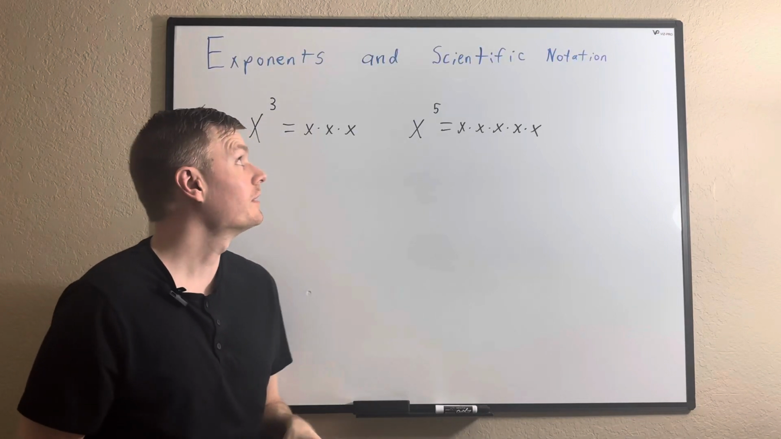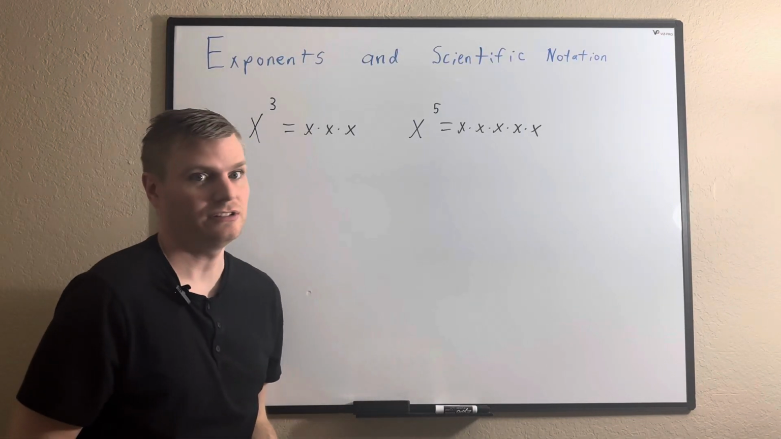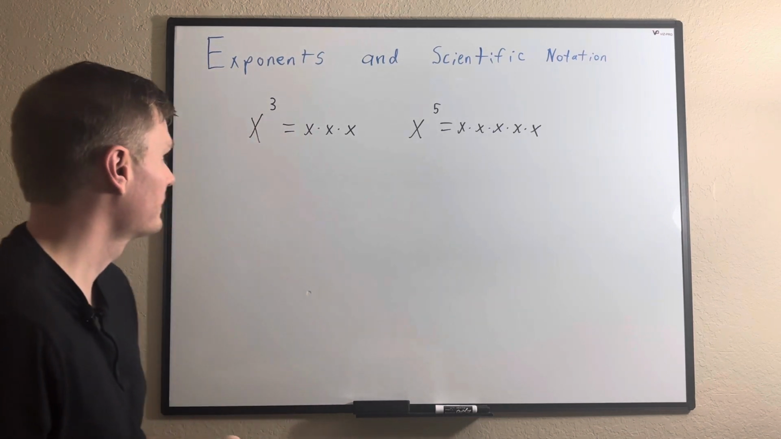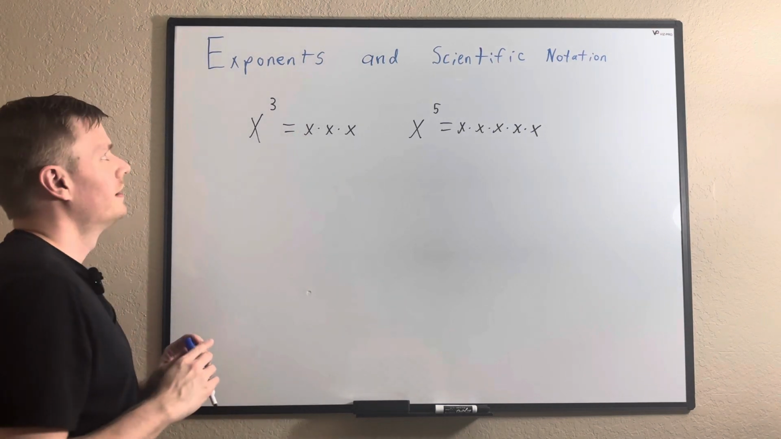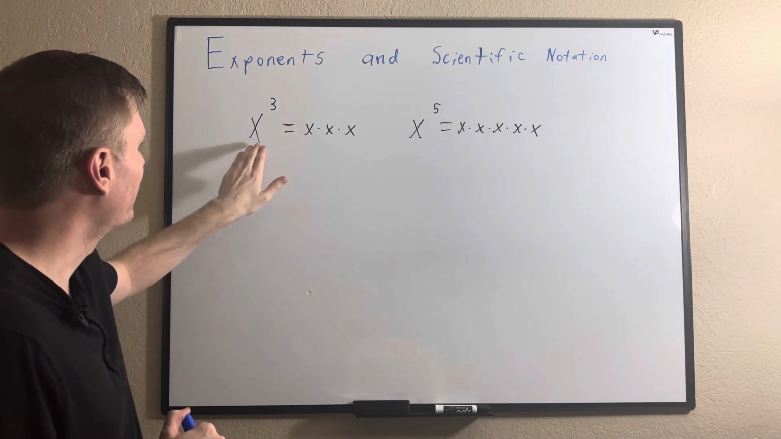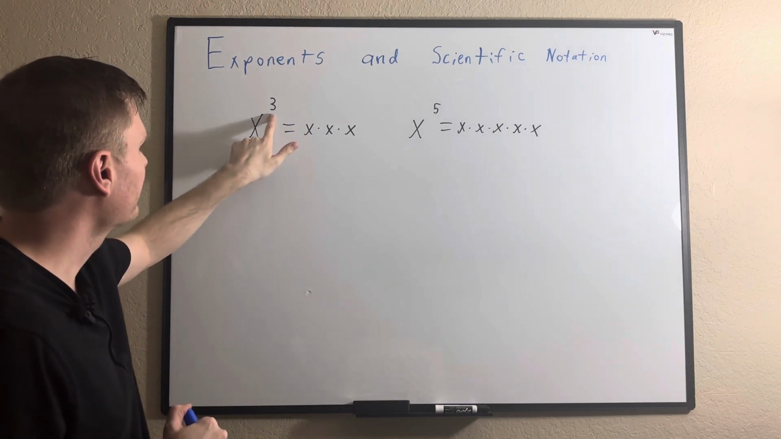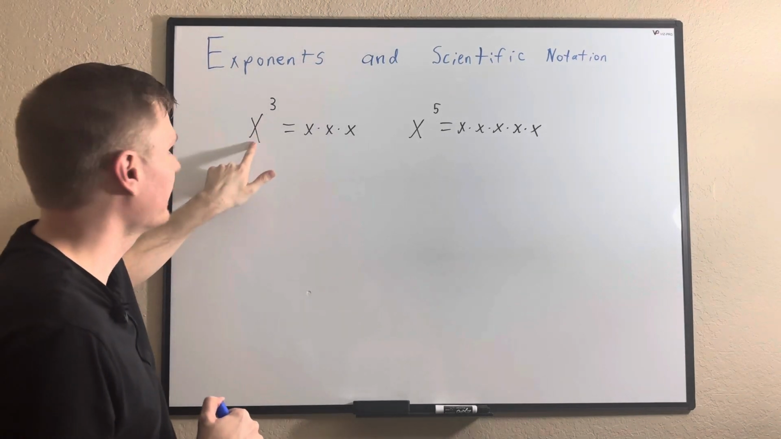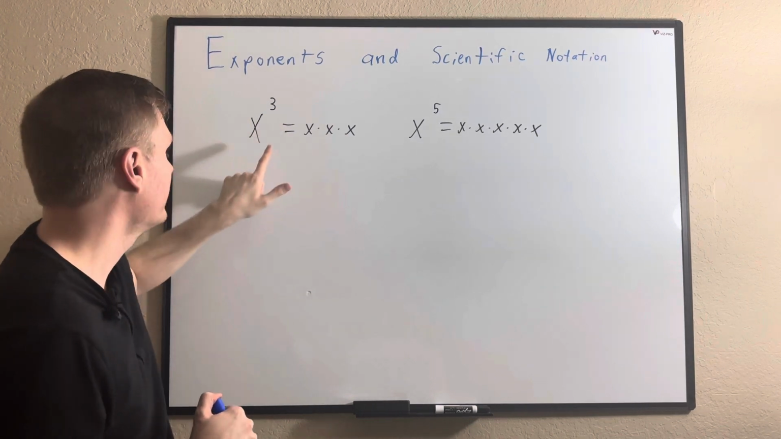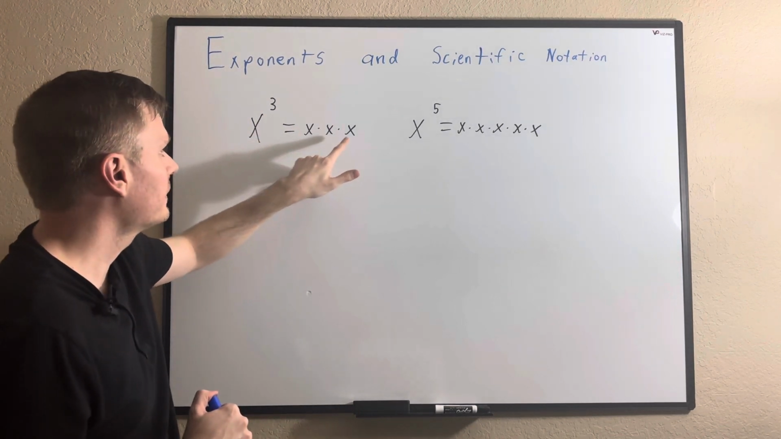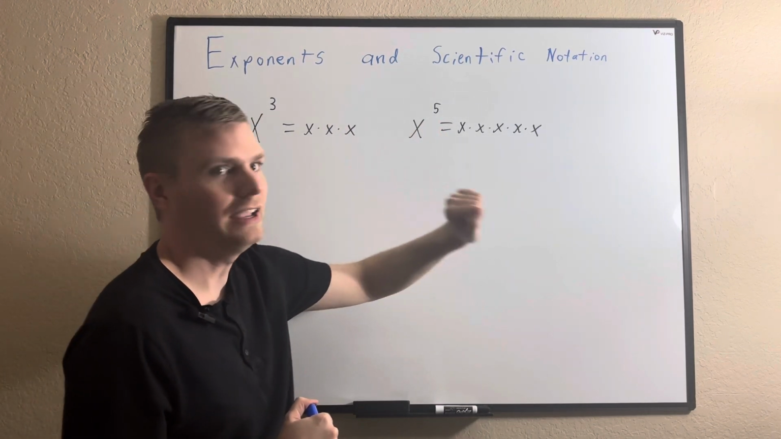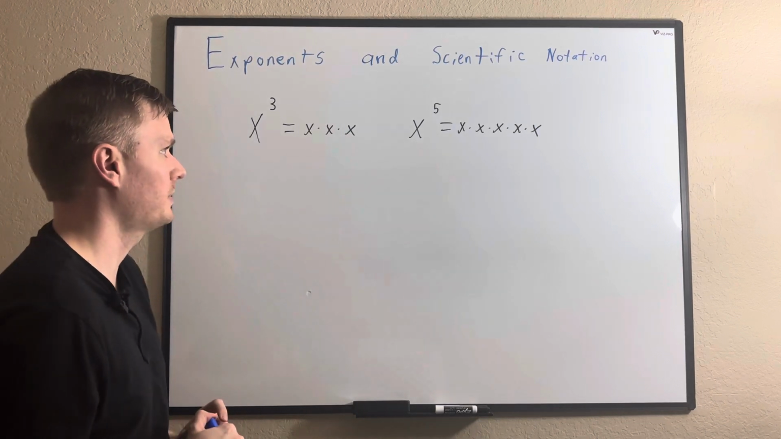Hi, today I'm going to go over exponents in scientific notation, something that you need to know before taking on college algebra. So, exponents. Well, you should know exponents are telling us how many times we're multiplying a number by itself. So x to the power of 3 is x times x times x, 3 times. Same with x to the power of 5, multiplying x times itself 5 times.